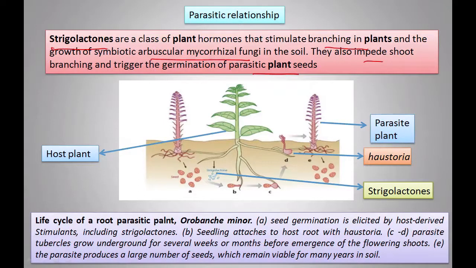In this figure, you can see this is a host plant. When strigolactones are added to it, the parasite seed also starts germinating, and then it develops haustoria, and these haustoria go and attach to the roots of the host plant, and this way it takes nutrition from the host plant. After some time it emerges as flowering shoots, and the parasite produces a large number of seeds which remain viable for many years in the soil.